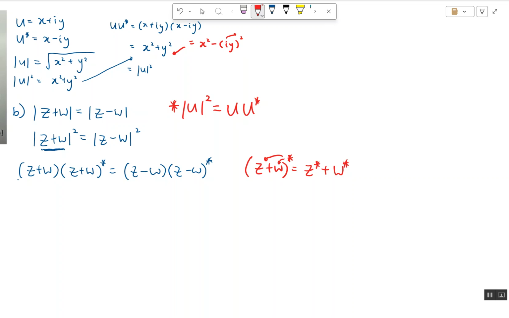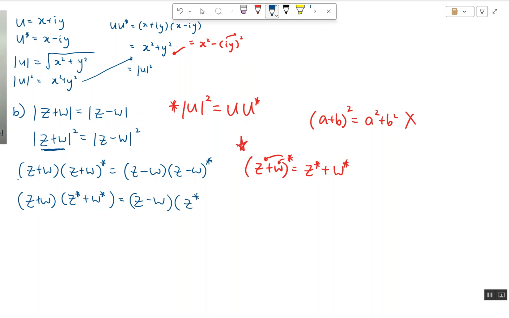In fact, this property, students missed out. They are not confident whether my star can go in, because when we do algebra, (a plus b) squared, the power cannot go in. This is wrong. But in complex numbers, this is a property that you have to know. Also, I will put this in. This will become z plus w multiplied by z star plus w star equals z minus w multiplied by z star minus w star.